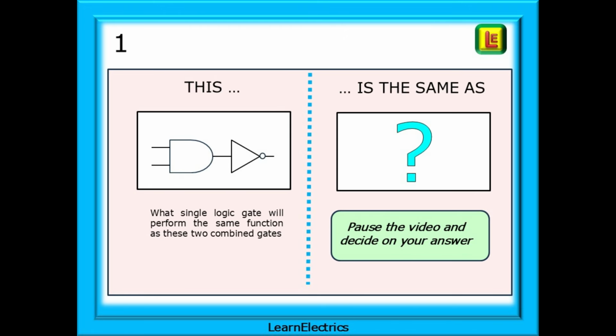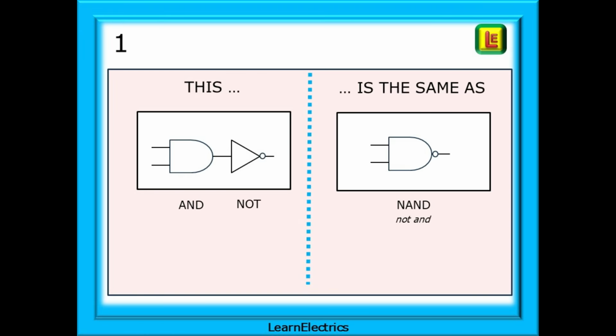What single logic gate will perform the same function as these two combined gates? Pause the video, sketch and name the gates shown, and then sketch and name the single equivalent before moving on and checking if your answer is the same as mine. This is an AND gate followed by a NOT gate, so a NOT AND function. The single equivalent would be the NAND gate.